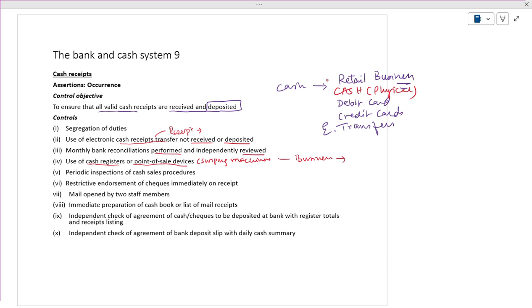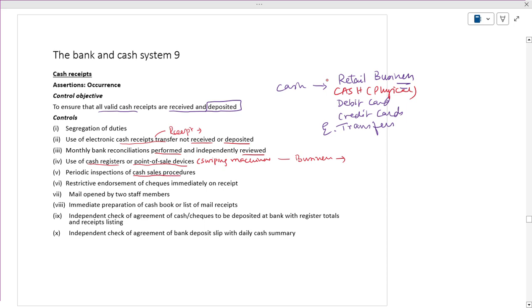If it is not there, a fine of around 300 will be imposed. So every business, small or large, should have a swiping machine. You are replacing the physical cash movements. Fine. Periodic inspection of cash sales procedures.